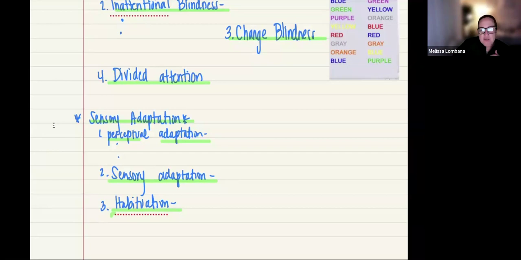Then the next thing you need to know is habituation. We've talked about this before. Habituation is basically when we stop showing interest in, or stop processing, a stimulus because we are used to it. And that's it for this little section.